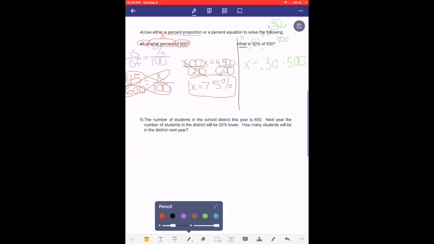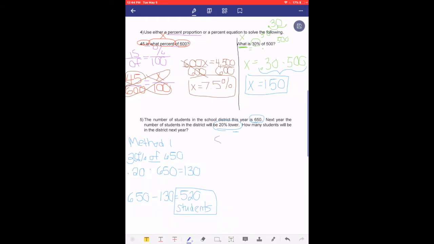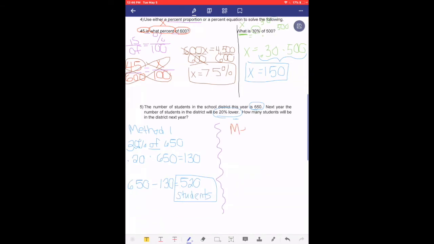And now I'm going to show you method two. Method two is when we deal with the percents first. So remember, we always start with 100%. And in this case, it's going to be 20% lower next year. So that means I'm going to subtract the 20% to see how much I have left. When you do 100 minus 20, we'll get 80%.